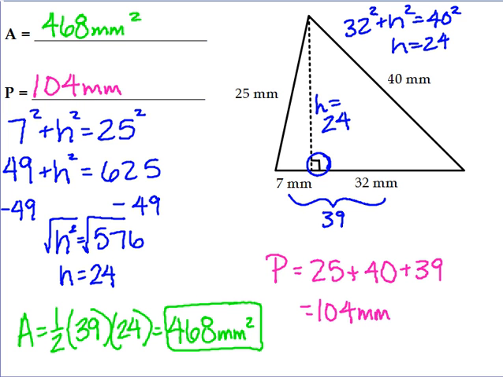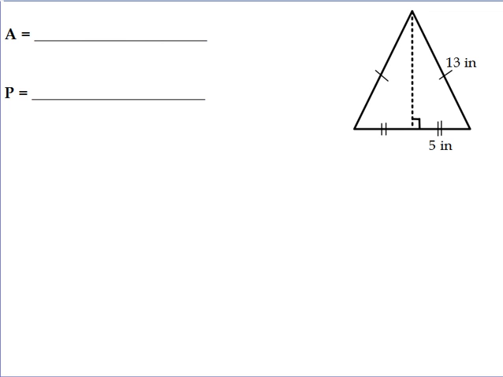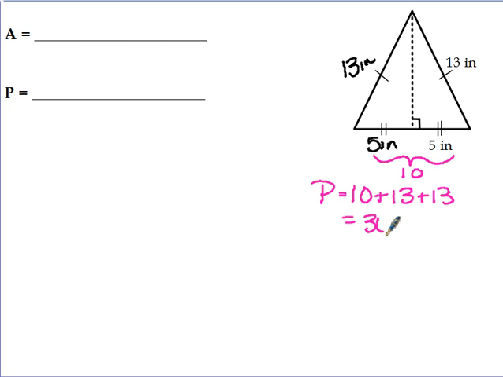Now for my next one, there's a few markings going on here that we have to fill in. So I can see that these two both have 2 markings, so those would both be 5 inches. And these are both 13 inches because they both have 1 marking. So again, in this option, I can find the perimeter right now. The bottom here becomes 10, so my perimeter is just 10 plus 13 plus 13, that's going to be 36 inches.